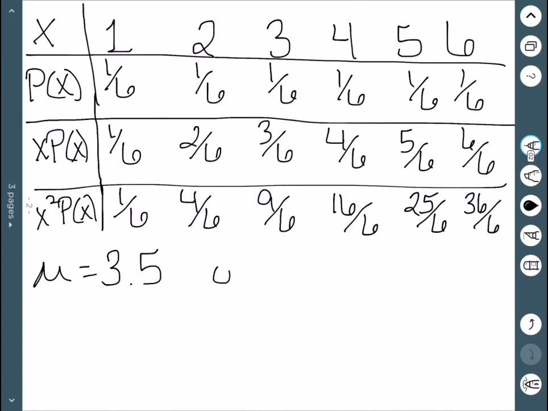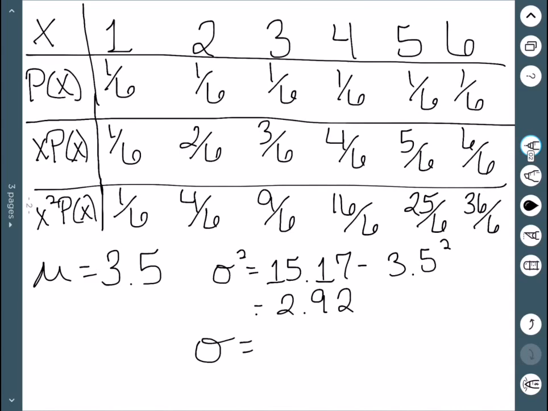To find our standard deviation, we start by adding the last row. 1 plus 4 plus 9 plus 16 plus 25 plus 36, all over 6, to give us 15.17. And then we need to subtract out the mean squared, so minus 3.5 squared. This gives us a variance of approximately 2.92. Our standard deviation is then the square root of that number, approximately 1.71.